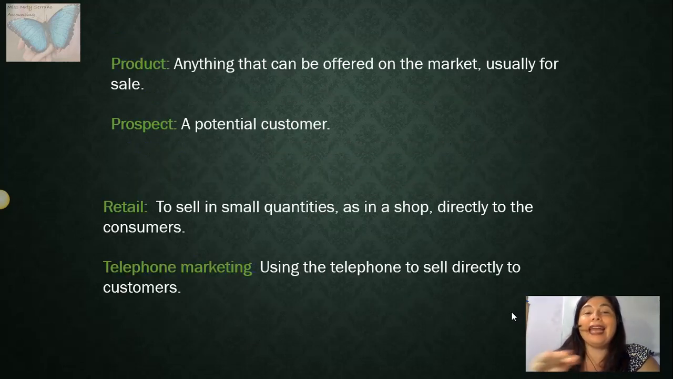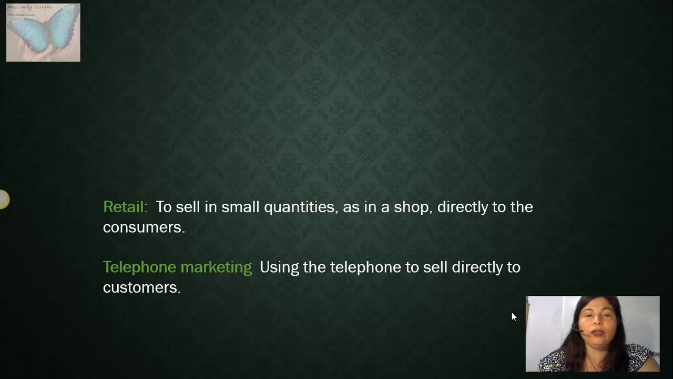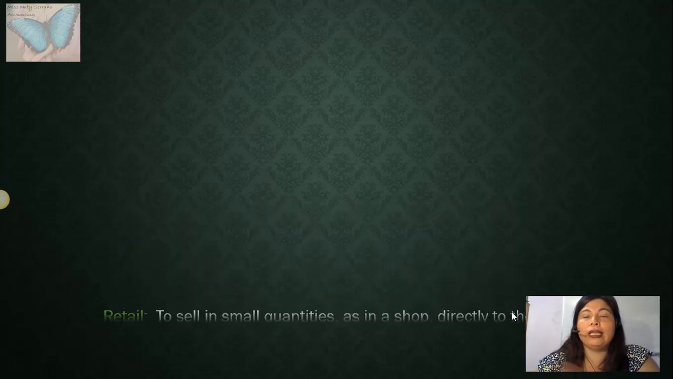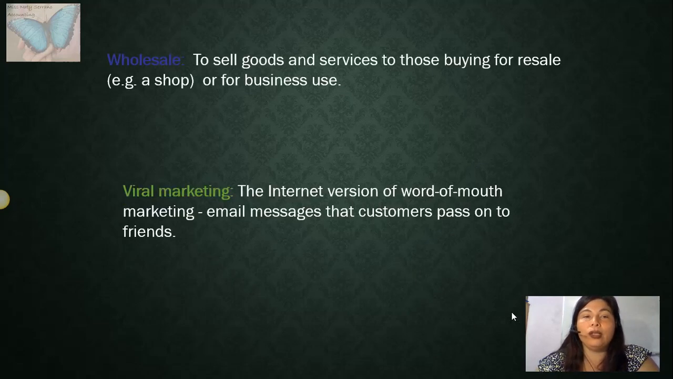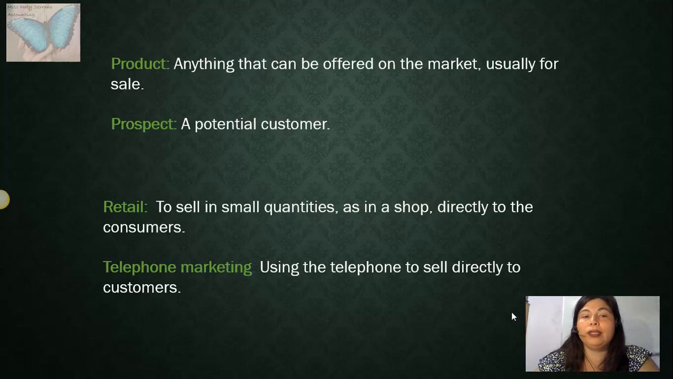The product is anything that can be offered on the market, usually for sale. A prospect, it's a potential customer. Retail, to sell in small quantities, as in a shop directly to consumers. Telephone marketing, using the telephone to sell directly to customers. And we have the wholesale, which is the opposite of the retail.